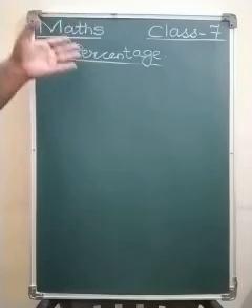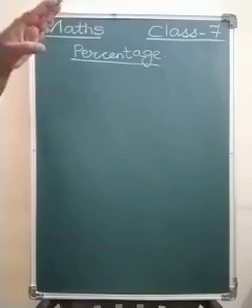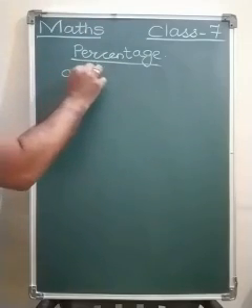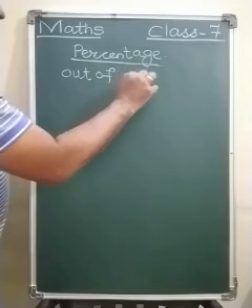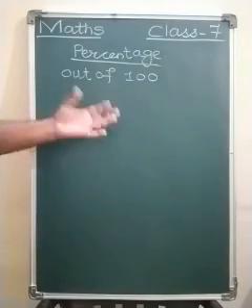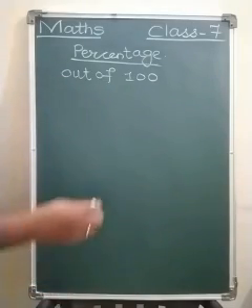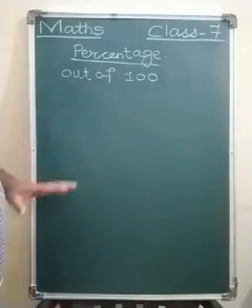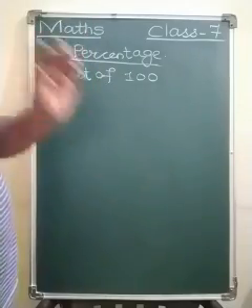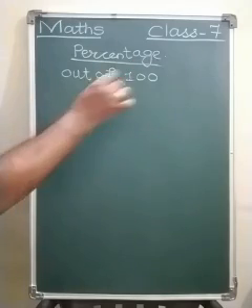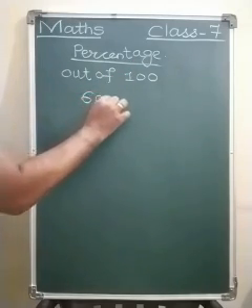Percentage is derived from a Latin word called percentum. Percentage means out of 100. What exactly you do when you take out your percentage is that if you have 6 subjects, all for 100 marks, suppose we consider that all the 6 subjects are for 100 marks, so total marks 100 plus 100 plus 100, you get 600 marks.